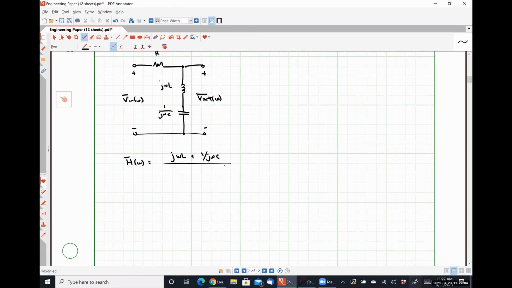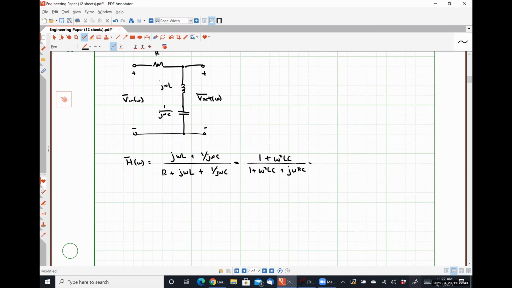divided by R plus j omega L plus 1 over j omega C. Multiplying through by a factor of j omega C over j omega C gives us 1 minus omega squared LC divided by 1 minus omega squared LC plus j omega RC. So that's our simplified version of the transfer function.